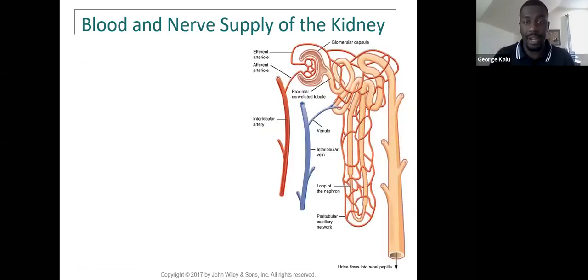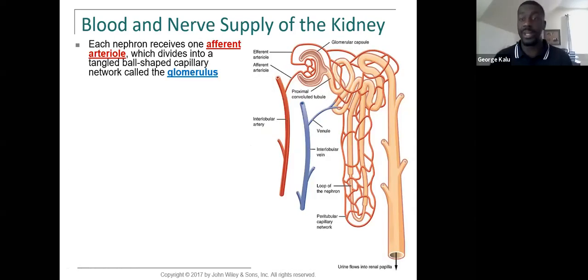From there, those afferent arterioles lead into the nephrons. Each nephron is going to receive one afferent arteriole, which we see right here. The afferent arteriole branches further and divides into a very extensive capillary network shaped like a ball of yarn, called the glomerulus. This is the glomerulus here, a tangled ball-shaped capillary network.